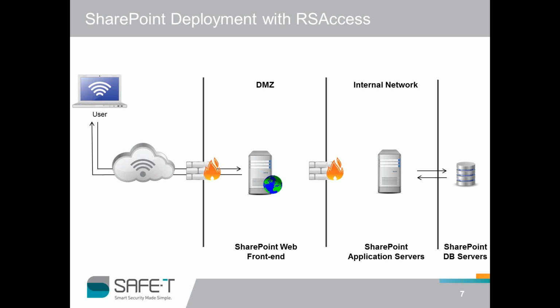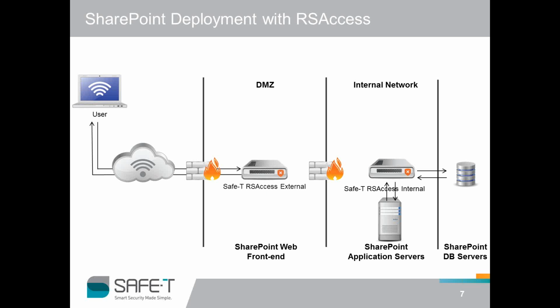Now let's have a look at how the same application deployment will look with RSAccess. We will deploy the internal RSAccess at the internal network close to the application servers, and the internal RSAccess will communicate with the application servers. Then at the DMZ, we can eliminate the SharePoint front-end server and deploy the external RSAccess. Now, the internal RSAccess is constantly checking for new requests. So there is an outgoing port in the firewall from the internal RSAccess to the external RSAccess, which allows both devices to communicate.